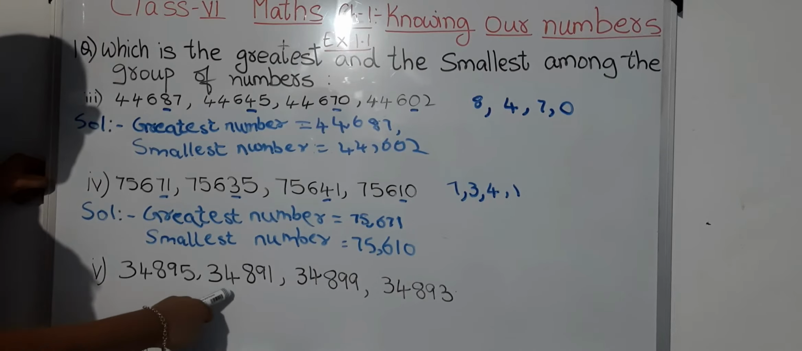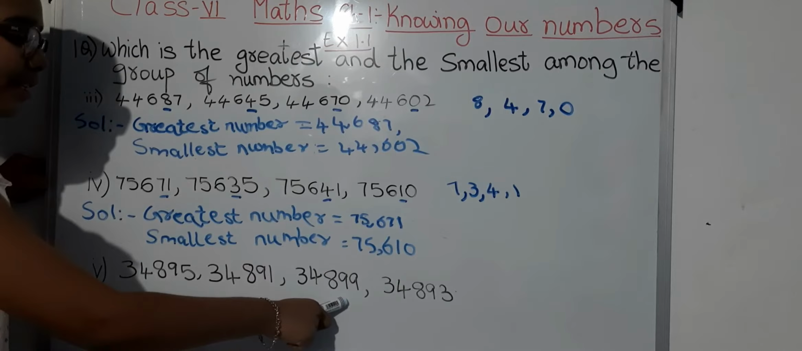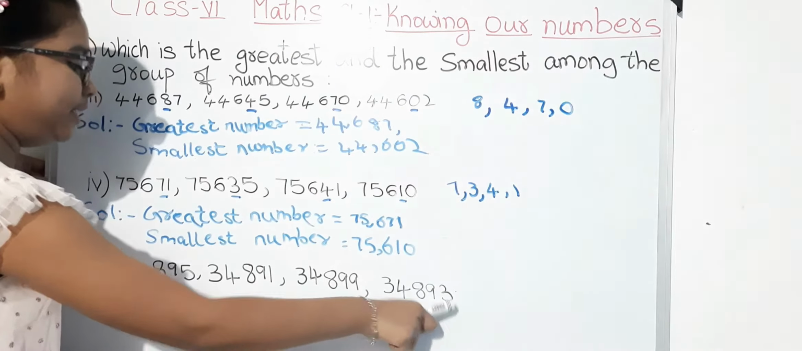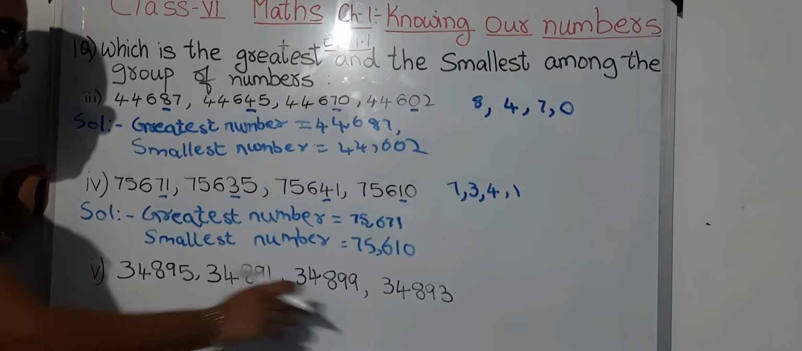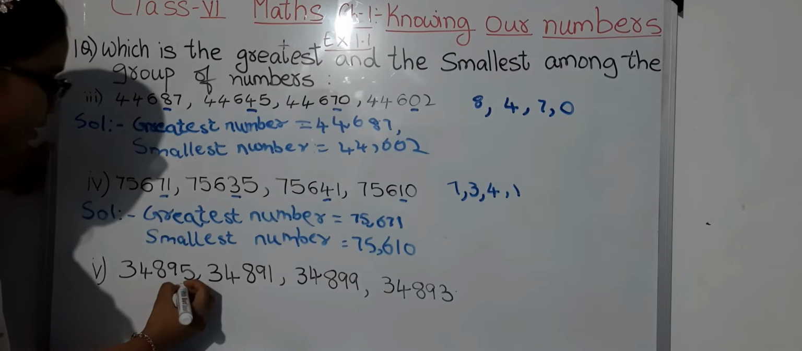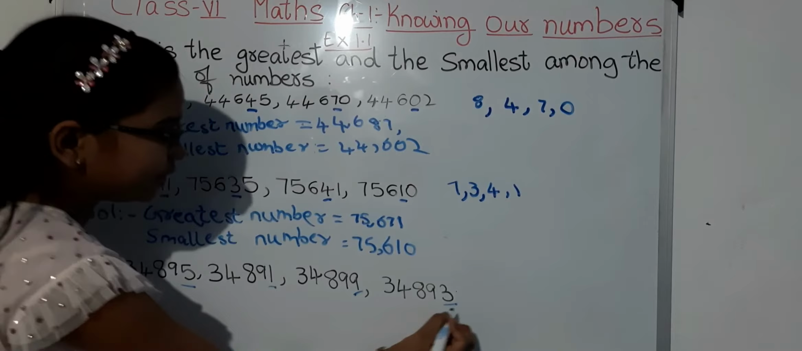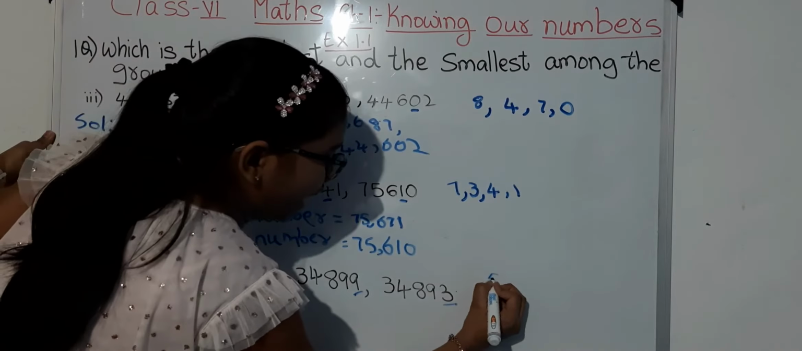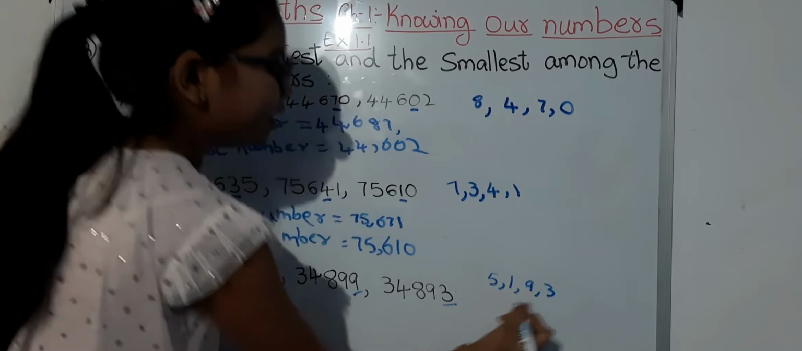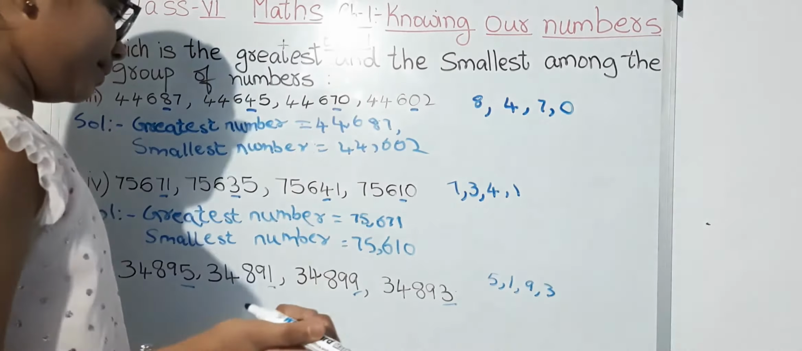Now the next one is 34,895, 34,891, 34,899, 34,893. In this, the first four digits are the same. So we have to compare the fifth digit, which is 5, 1, 9 and 3. In this, which is the greatest number? 9 is the greatest number.